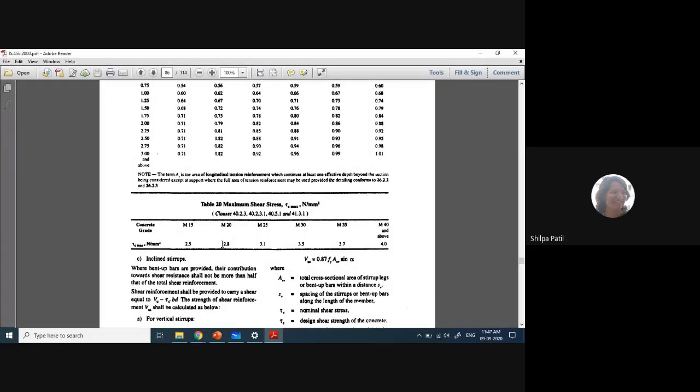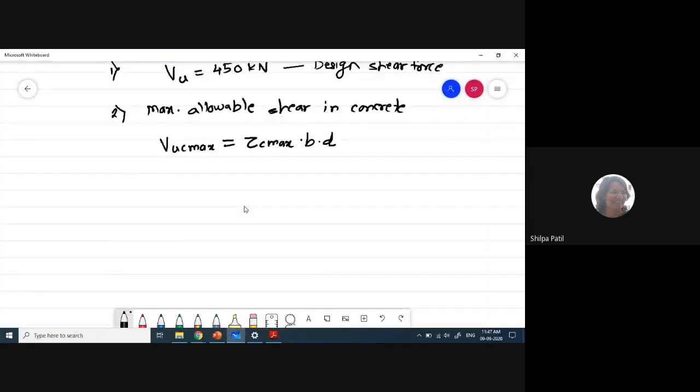So if you look into table number 20, maximum shear stress tau C max depends upon the grade of the concrete. So what is the grade of the concrete given here in the problem? M25. So for M25, tau C max is 3.1. Okay. So let us write down all these values in this formula. So tau C max, for M25 grade concrete, tau C max is equal to 3.1.